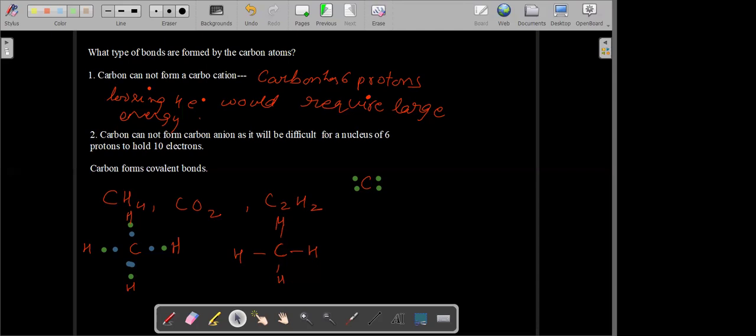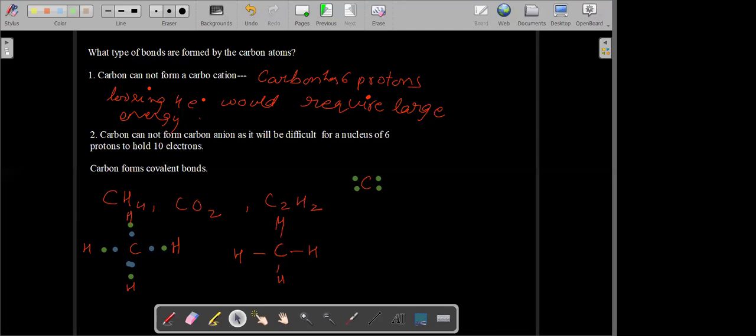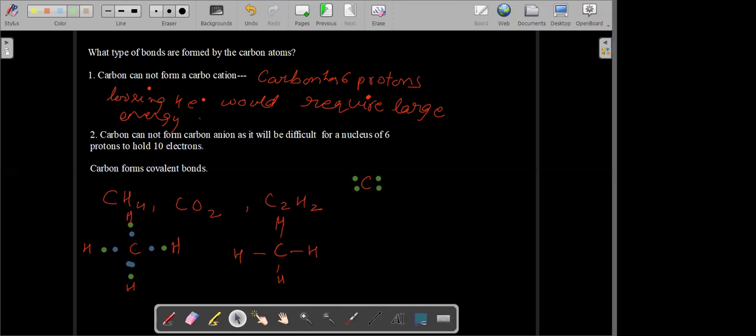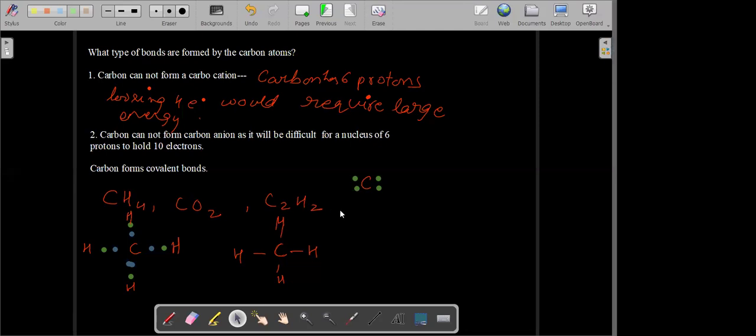But you have made just one bond. No, it's not correct. How is the valency of carbon satisfied? Is the valency of carbon satisfied? No. Carbon should be forming 4 bonds and oxygen should form 2 bonds.